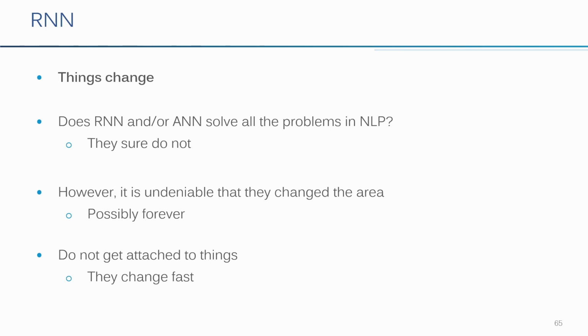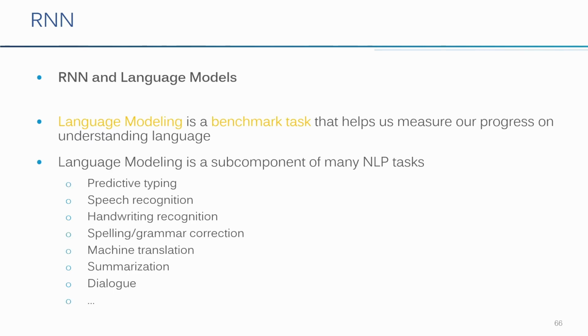But they did change things forever in a way that now, honestly, I cannot think about one NLP task that would not benefit from having a robust language model. If you have a good knowledge of whatever language you have, it does carry over to other tasks. And this is possible because we were able to scale that because of this architecture. Oh yeah, do not get attached to things. We'll see that this here will change probably in the next slide already or the next class.